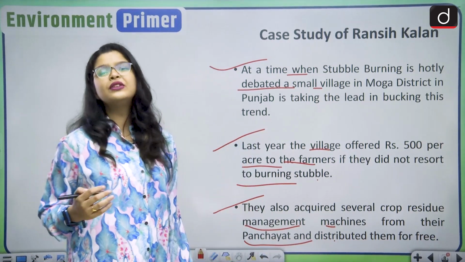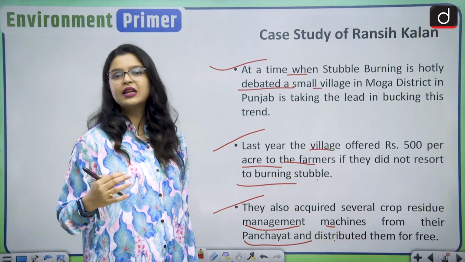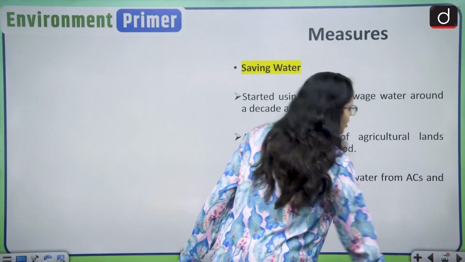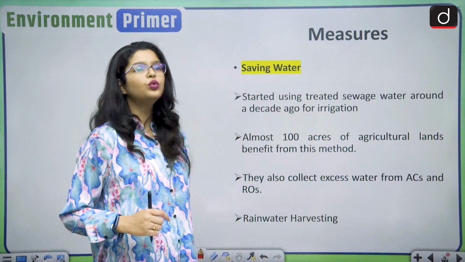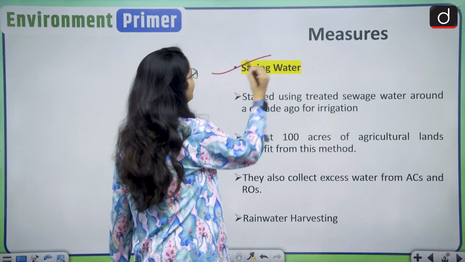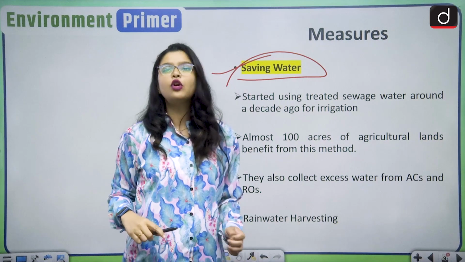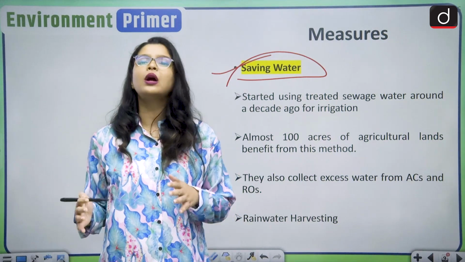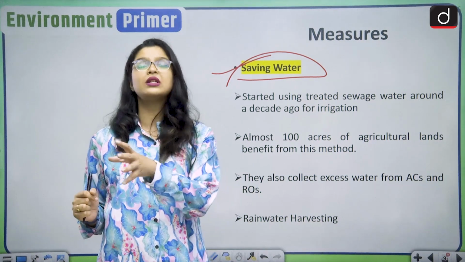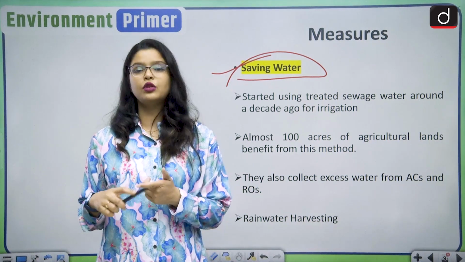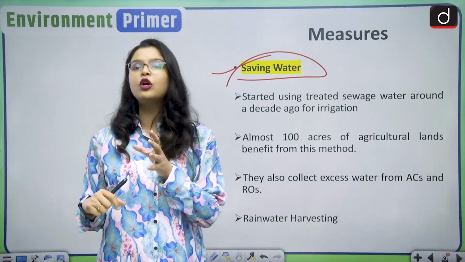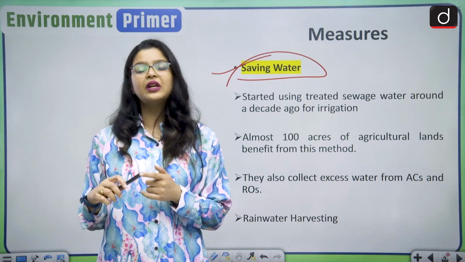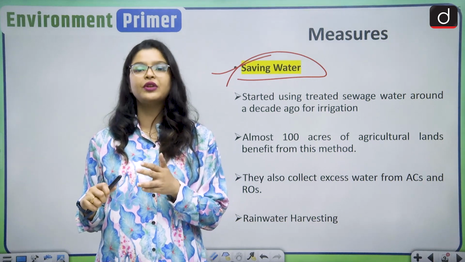Now let us see some of the other measures that the village is taking to make itself environmentally sustainable. So the other measures include saving water. Whenever we talk about environmental sustainability, we talk about how we are losing our water. We have discussed this topic of saving water in our environment primer series as well, when we were discussing the UN water conference.